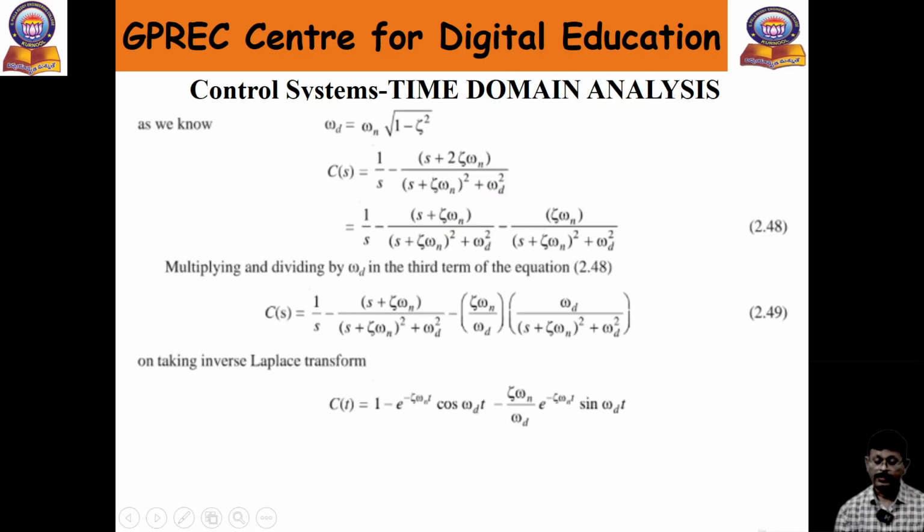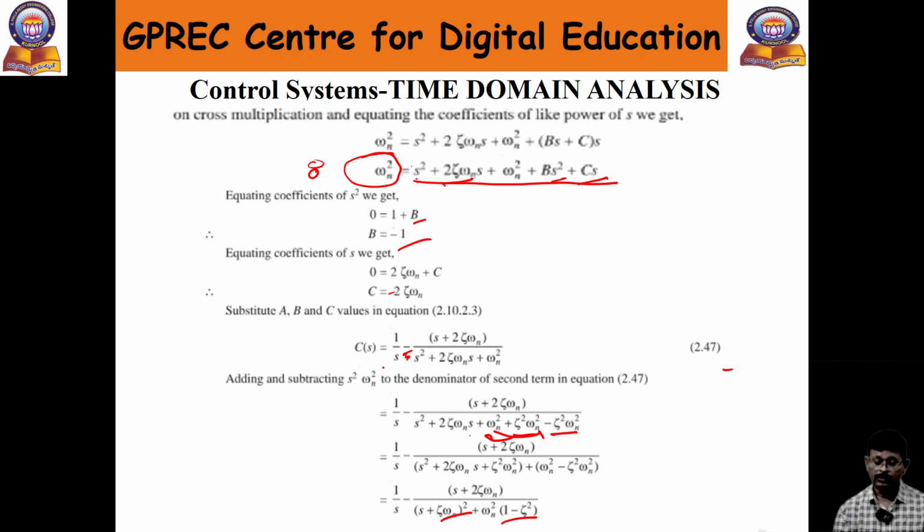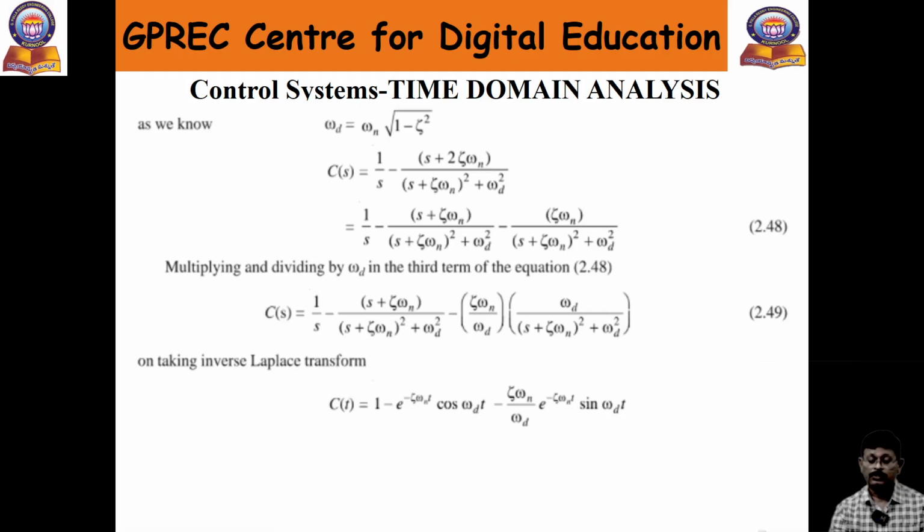Okay? Right. Then omega d, I am assuming omega d, as you have already seen in the previous slide, omega d equal to omega n square root of 1 minus zeta square. So I am taking the omega n square (1 minus zeta square), so 1 by (s plus zeta omega n) whole square plus omega d square. Right? Then I am splitting. Here I am splitting the denominator value. And what is the s plus 2 zeta omega? Two terms are there, 2 zeta omega. So one term I am taking here, one term I am taking here. Okay, s plus zeta omega, zeta omega.